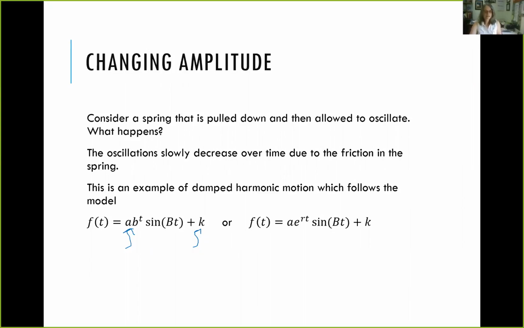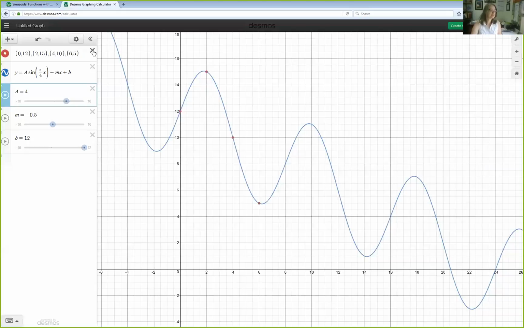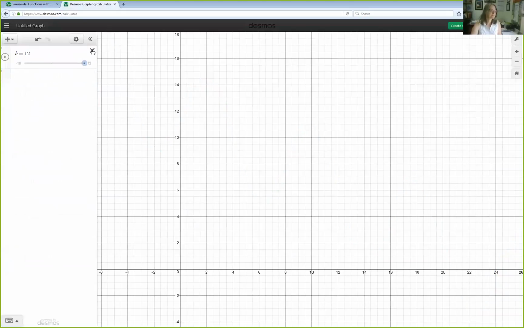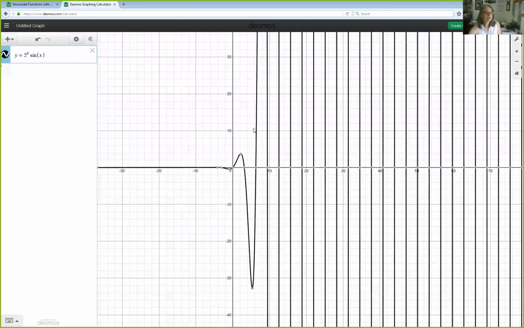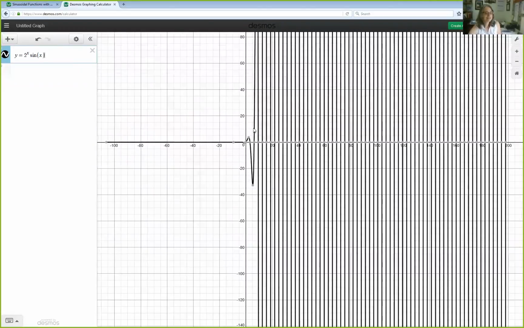So let's go to Desmos for a minute and let's just take a look at that. So let's work with a sine function. So y is going to equal, let's start with an exponential, so 2 to the x power, okay? But now instead of adding that, we're going to multiply that by the sine of x. And let's look at what's happening. Yeah, you can see our amplitude is getting ever bigger.